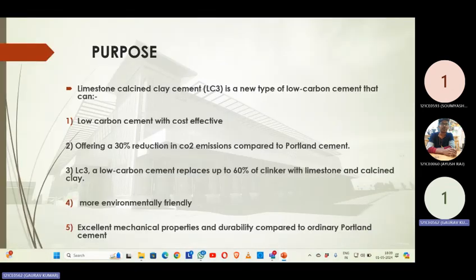Moving forward, the purpose of LC3 concrete. Limestone calcined clay cement, which is LC3, is a new type of low carbon cement. First, it is low carbon cement that is cost effective. Second, it offers a 30% reduction in CO2 emissions compared to Portland cement. Third, LC3 replaces up to 60% of clinker with limestone and calcined clay. Fourth, it is more environmentally friendly. Fifth, it has excellent mechanical properties and durability compared to ordinary Portland cement.